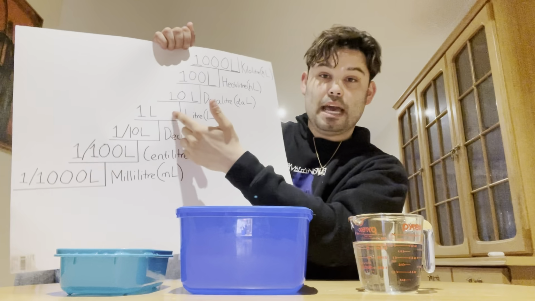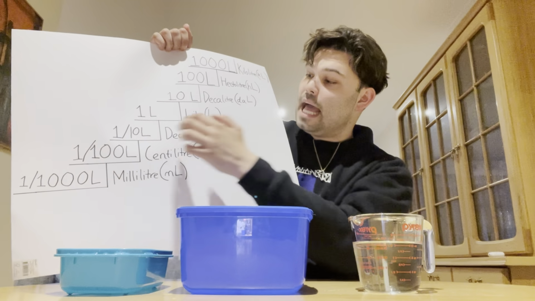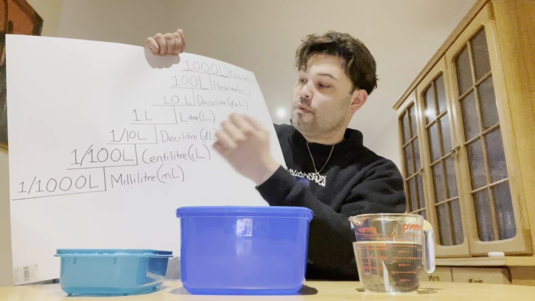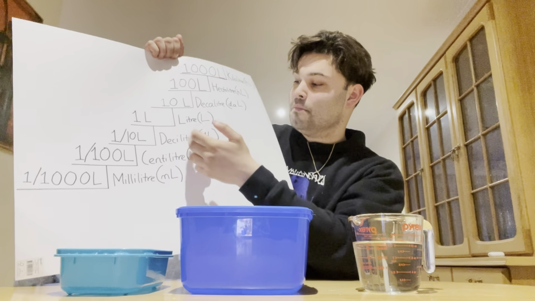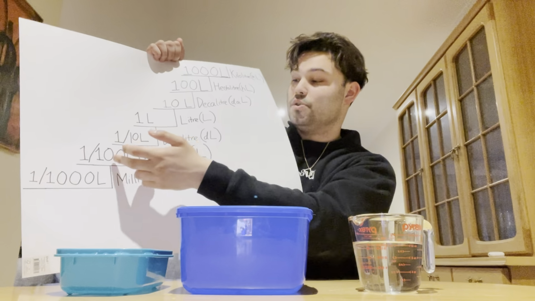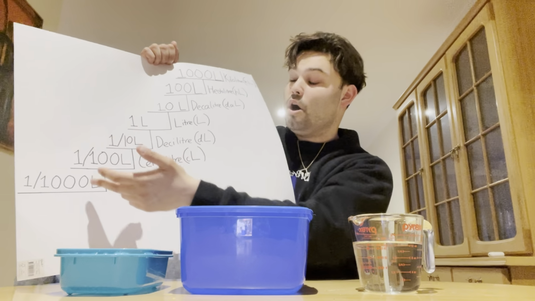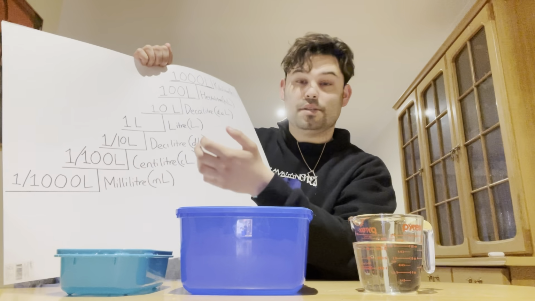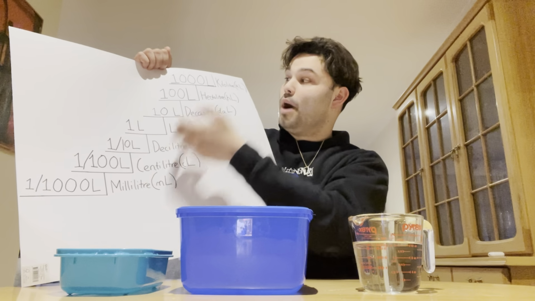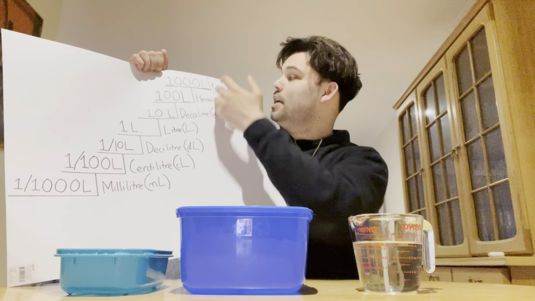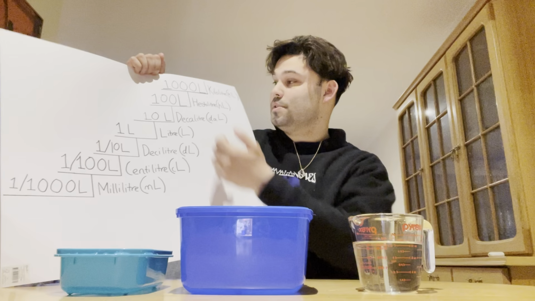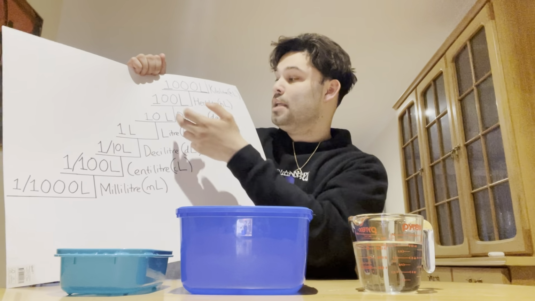As you can see here, we have our base unit of liter, and as we descend down these stairs, we go into a tenth of a liter, being a deciliter, a hundredth of a liter, being a centiliter, all the way down to milliliter, which is a 1,000th of a liter. And if we go up the stairs, it's the exact opposite. Kiloliter being 1,000 liters, 100 liters being a hectoliter, and 10 liters being a dekaliter.